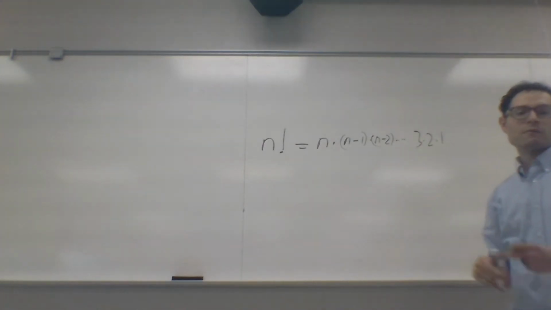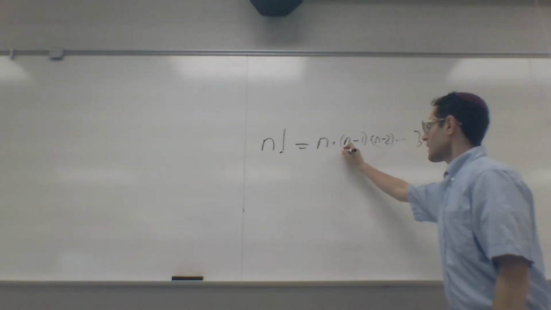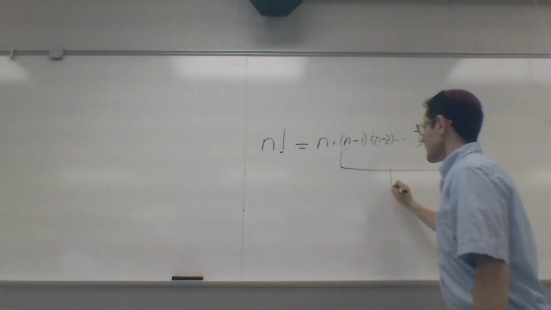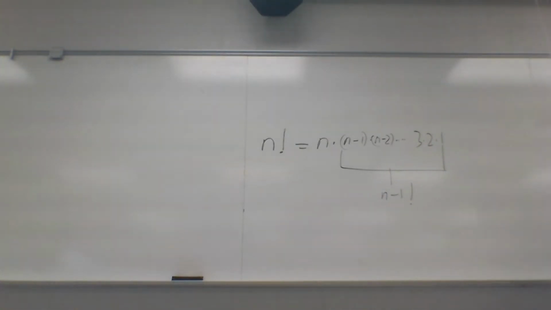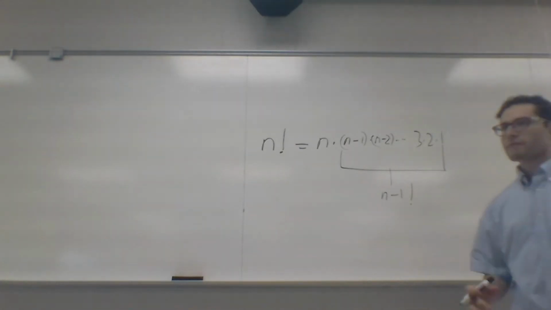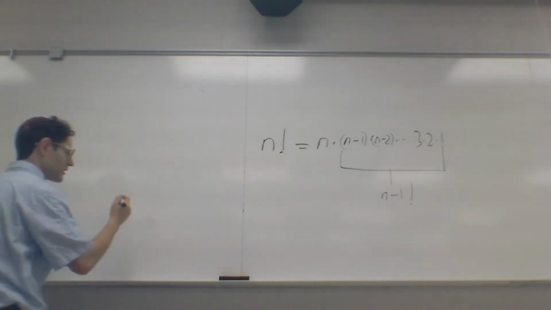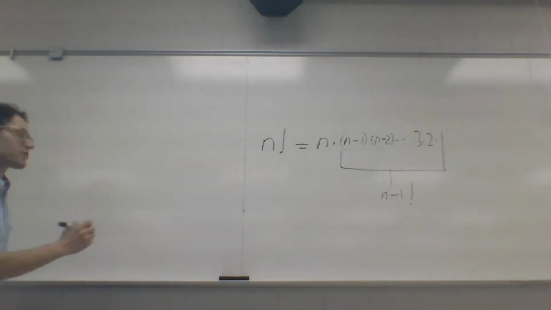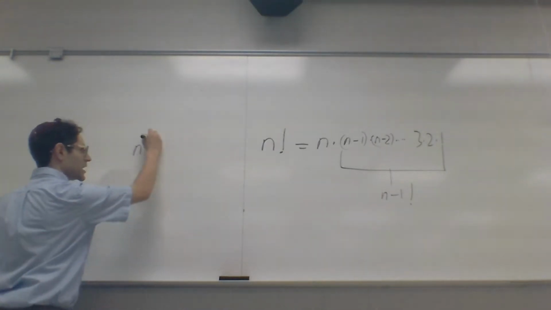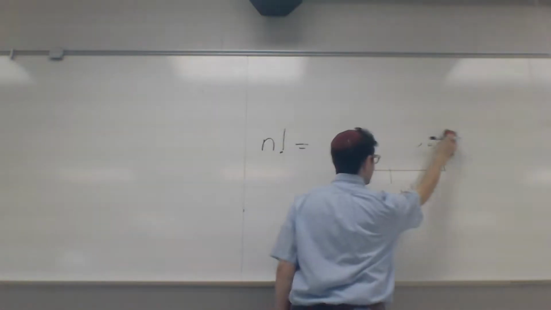The big realization that we made was that we could redefine n factorial as n times, and we could take this entire block and redefine it as n minus 1 factorial, right? That was the big key. The way we end up writing a recursive method is the same way we would write a recursive mathematical definition, so let's rewrite this over here.